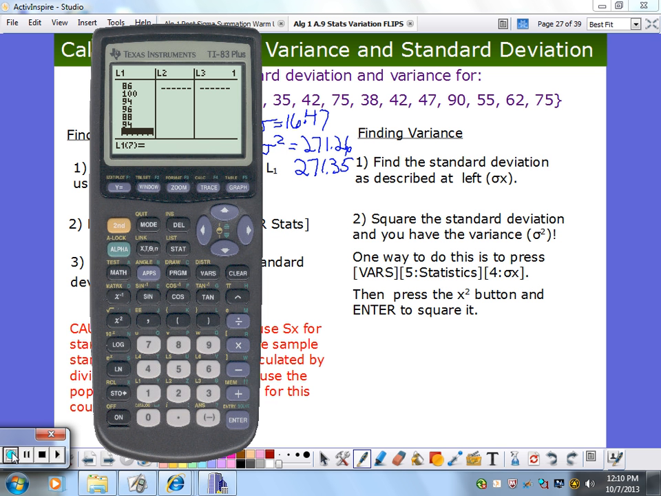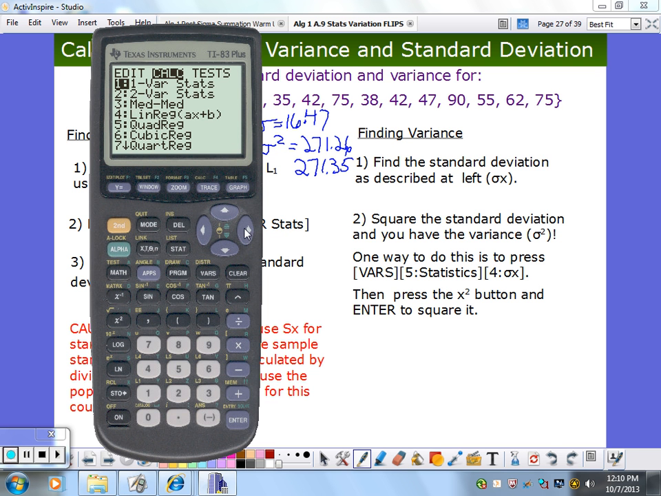We already put the stuff in the list. And now we press stat. We move over one to calc, one variable statistics. Depending on the calculator that you have, you can either leave it blank if your calculator looks like mine, or you have to type in L1. So, because I'm working with L1. So you hit enter. What's my mean?